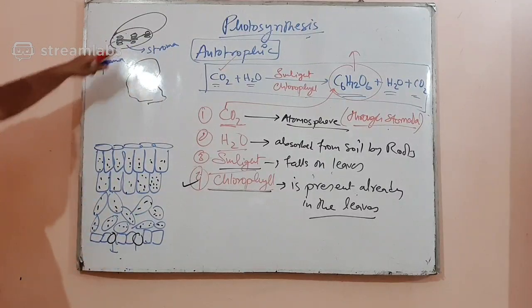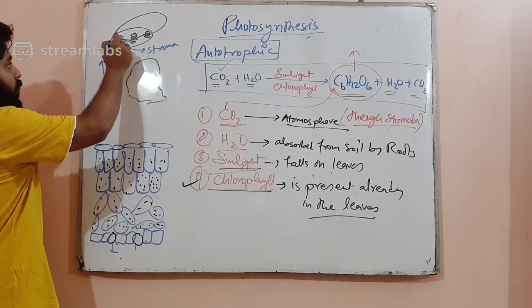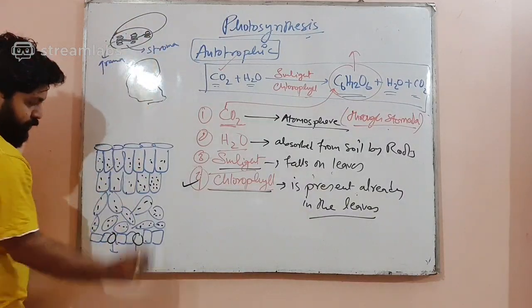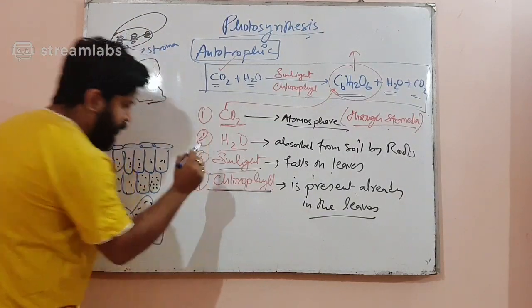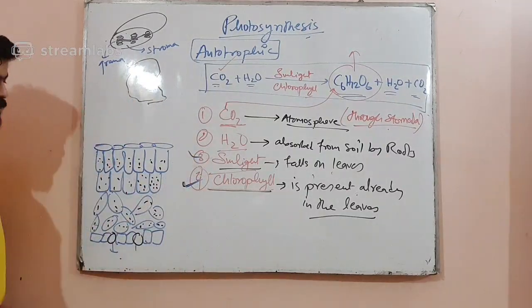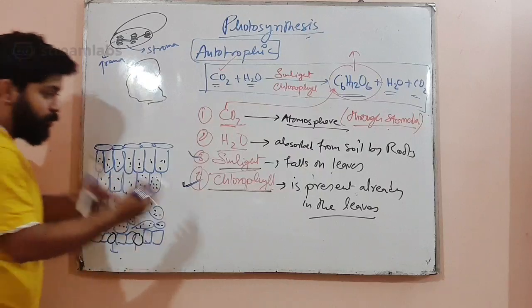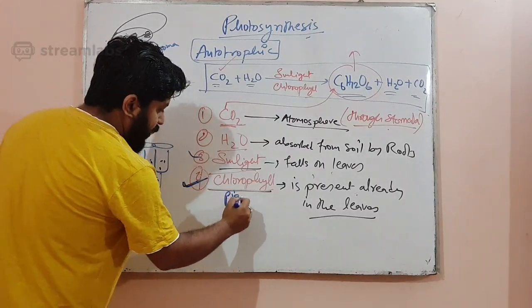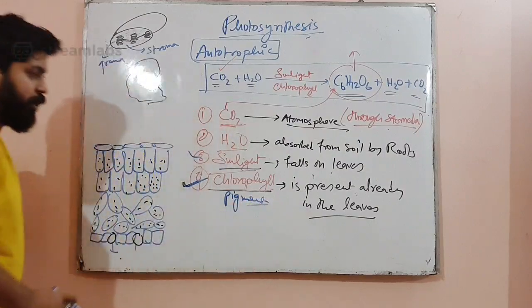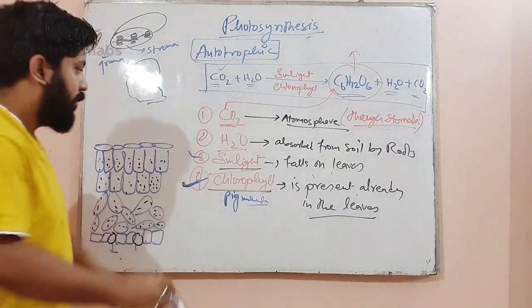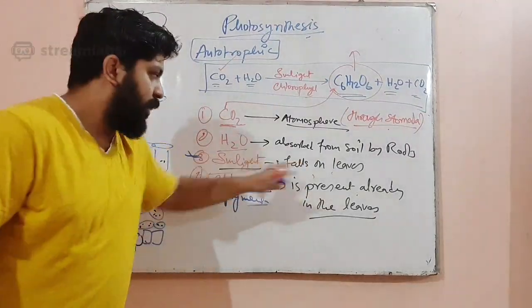So that is different. And here the pigments are there. The chlorophyll is present here, and the entire thing is present inside the mesophyll cells. So in the cells only chlorophylls are present. The sunlight definitely falls on the leaves, and the sunlight is absorbed by the chlorophyll pigment. I will go into the detailed discussion of the process later, but the sunlight falls on the leaves directly.